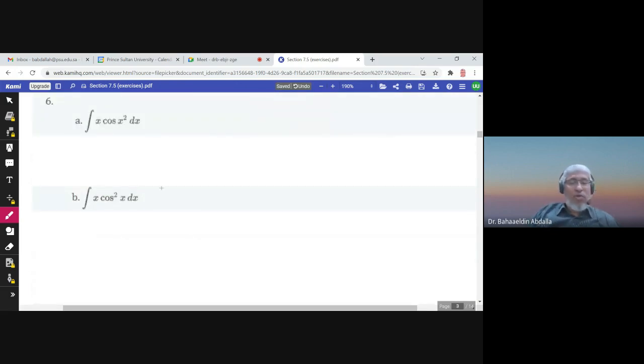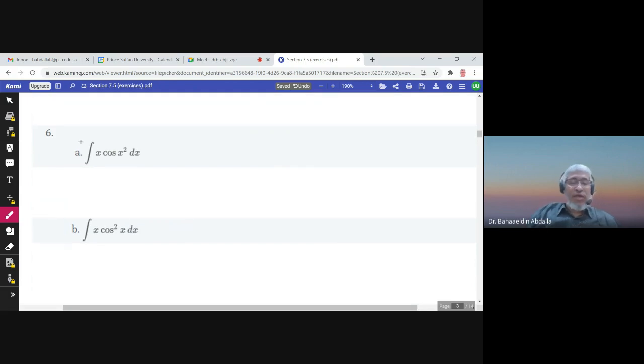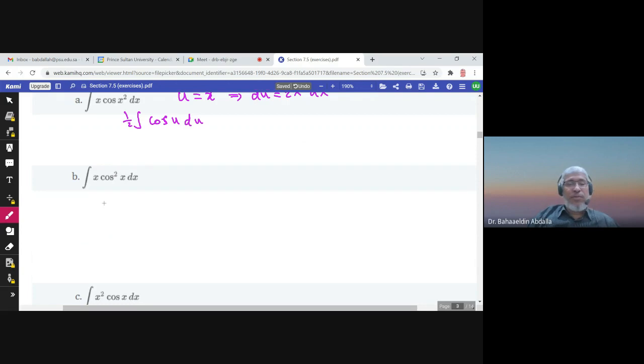Well, what to do with x times cosine x squared? I will use integration by parts. Sorry, this is x squared inside the cosine, not cosine squared. So x squared, that's easy. I take u equals x squared, and du would be 2x dx. So the integral would be, I need 2, so half outside, the integral of cosine u, because 2x dx would be du, and I continue easily.